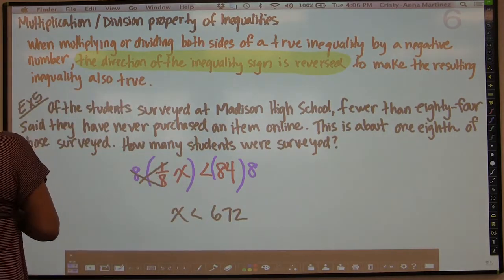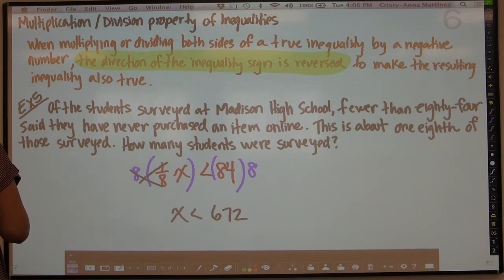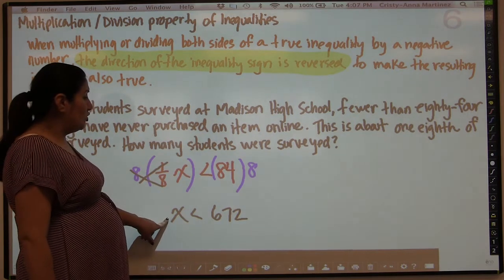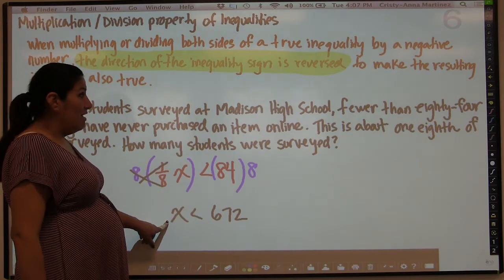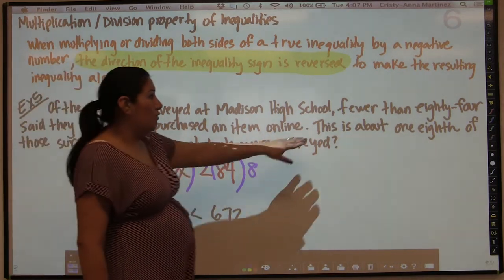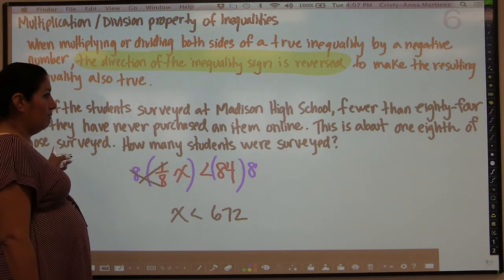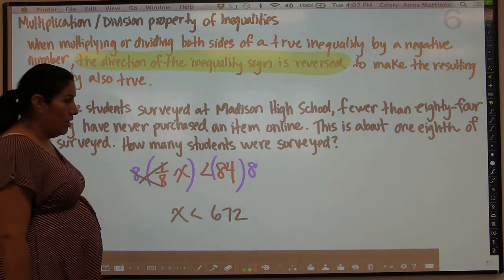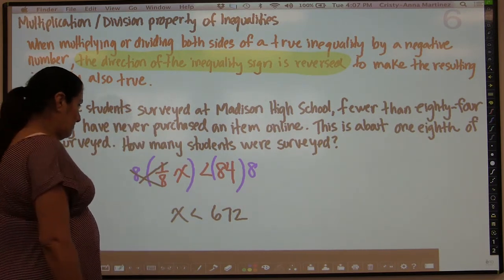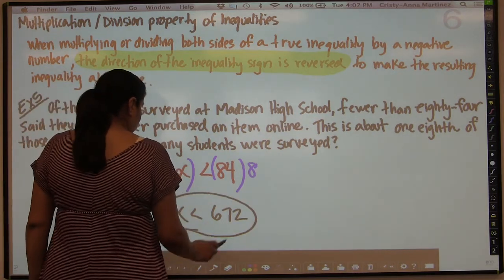So the number of people surveyed was at least 672. Or sorry, not at least, less than 672 people were actually surveyed. Now, if 672 people were surveyed, then that would be exactly 84, and then it would be exactly 1/8. But like I said, it says that it's fewer than 84, so that's why we're going to get less than 672. So there's your answer for that problem.